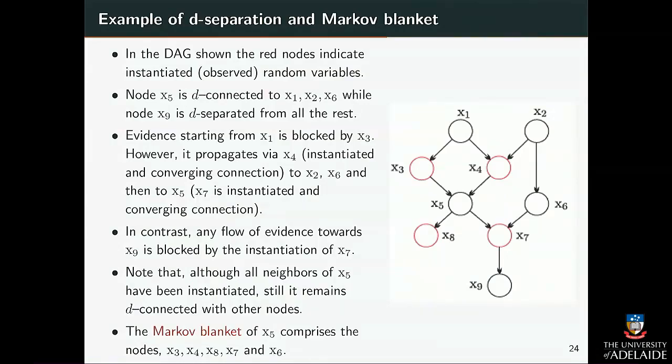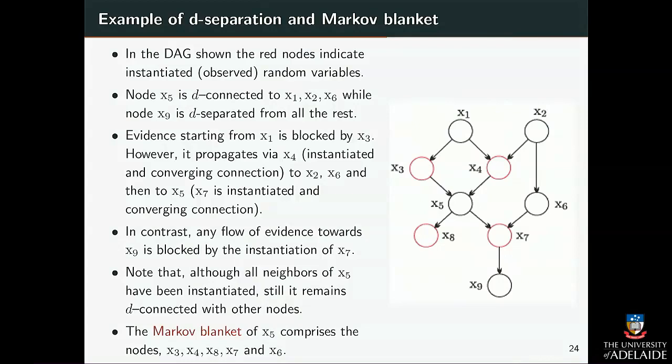So let's look at an example here of d-separation. The red ones are the ones that we have revealed, right? So we want to understand what is d-connected and what is d-separated. So we can see that X5 is d-connected to X1 and X2. Why?